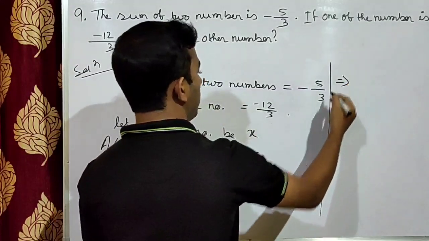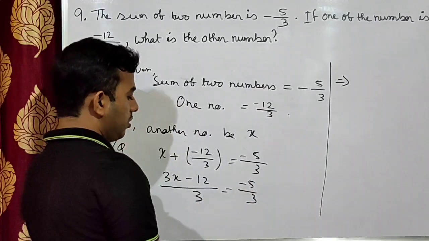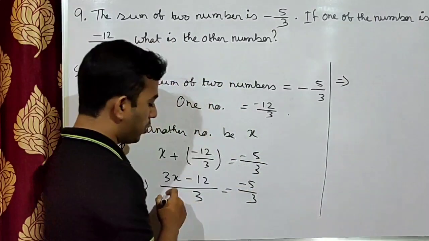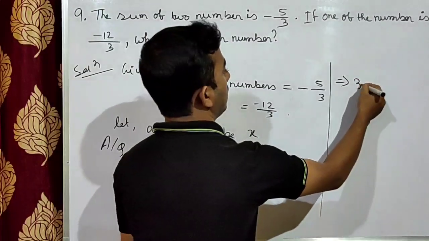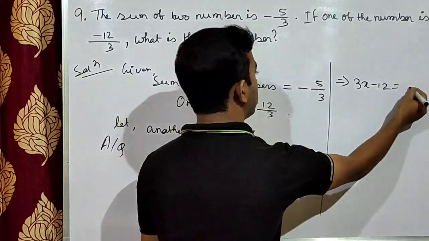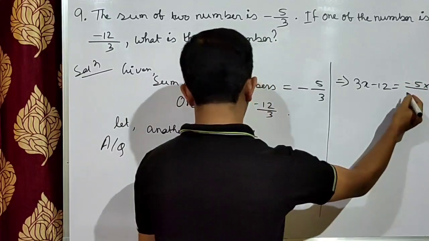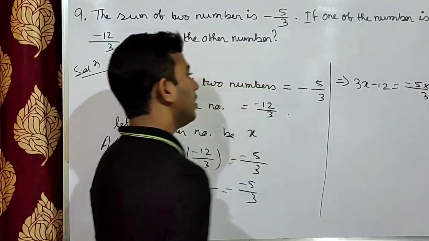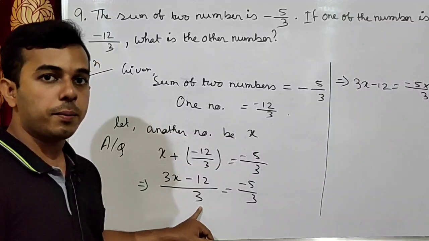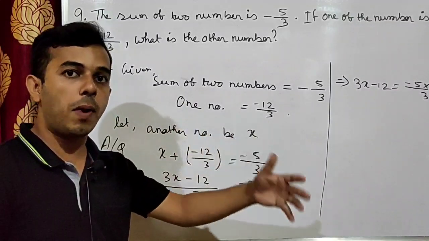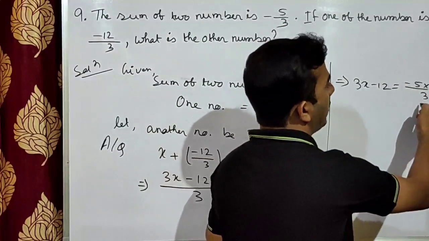So next step, it will get multiplied, right? With 5 minus 5. So our next equation will be 3x minus 12 equals minus 5 into 3 divided by 3. After this, clear? We have just changed the side of this divided by 3. When you change the side, it will be multiplied by 3. Clear? Okay. Now look, minus 5 into 3 divided by 3 is how much?